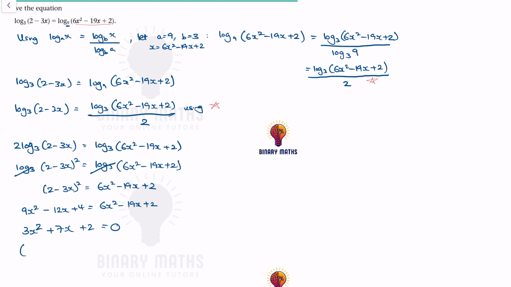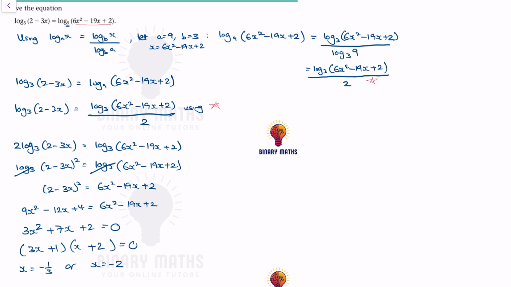And then if I factorize it, I get 3x and x. I've got plus 2 here and plus 1, which means x is equal to a minus third, or x is equal to minus 2. Now, are they both valid?